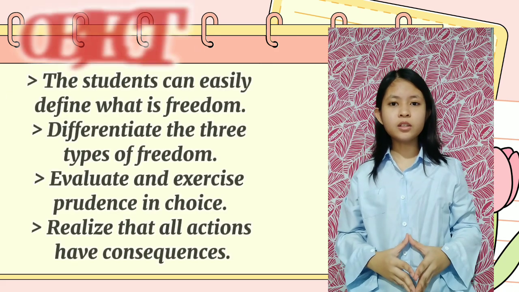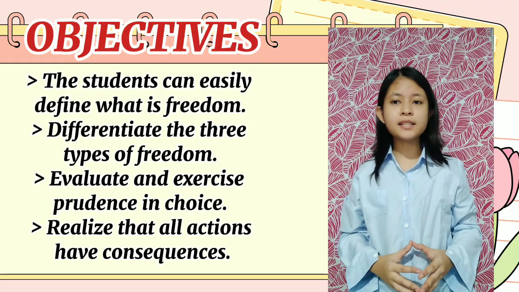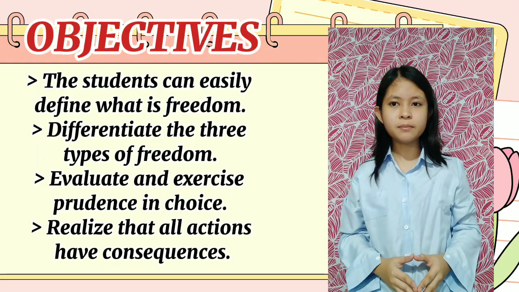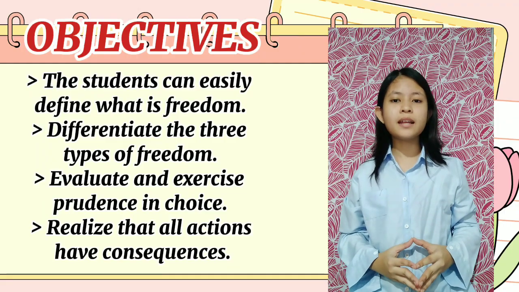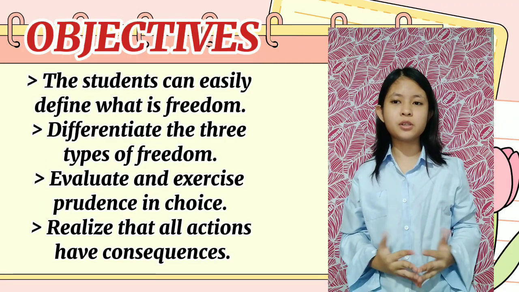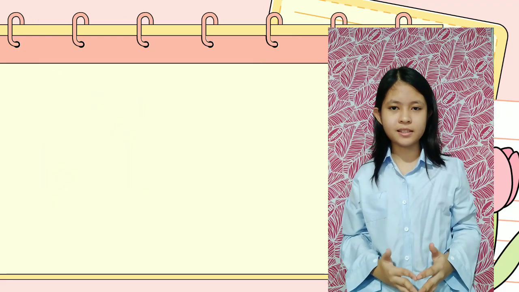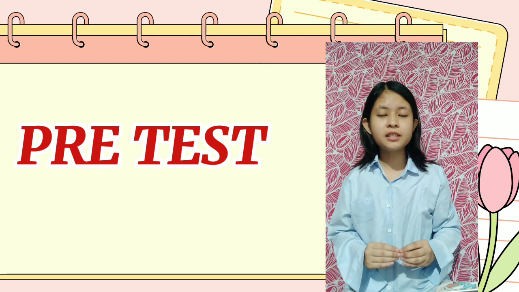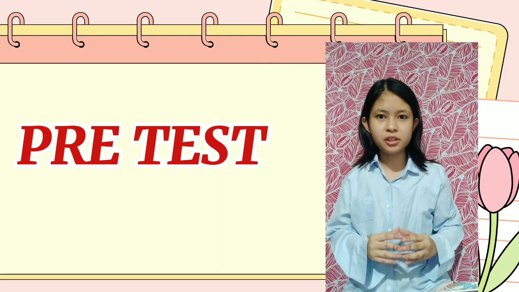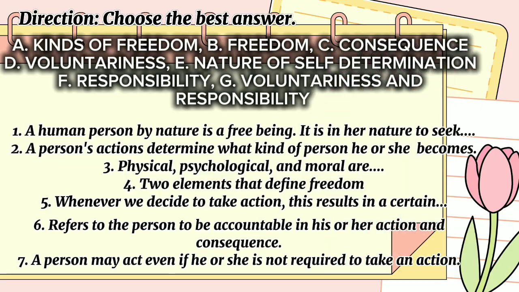Now, let's take a look at the learning objectives of our lesson. The students can easily define what is freedom, differentiate the three types of freedom, evaluate and exercise prudence in choice, and realize that all actions have consequences. Before we proceed in our real discussion, answer first the pre-test that I provided on your screen to test your knowledge about the lesson for today.